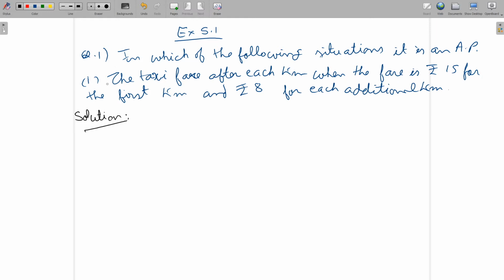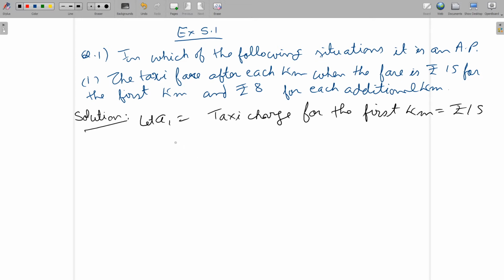So here you can see that suppose A1 is the taxi charge for the first kilometer, and that is equal to how much? Rupees 15.